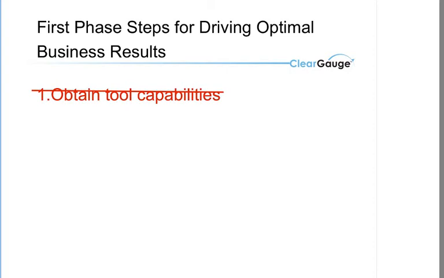So what are the phase steps that most businesses should be doing? And this is a checklist for you. And the first one, and I've made a point here by putting number 1, obtain tool capabilities, and then striking it out, because this is actually what most businesses jump the gun on.